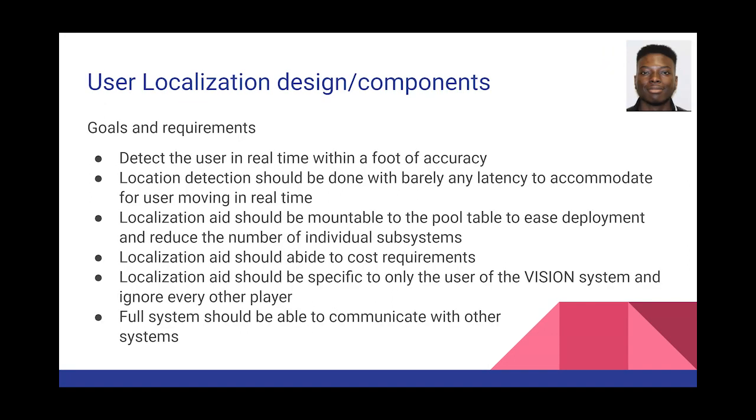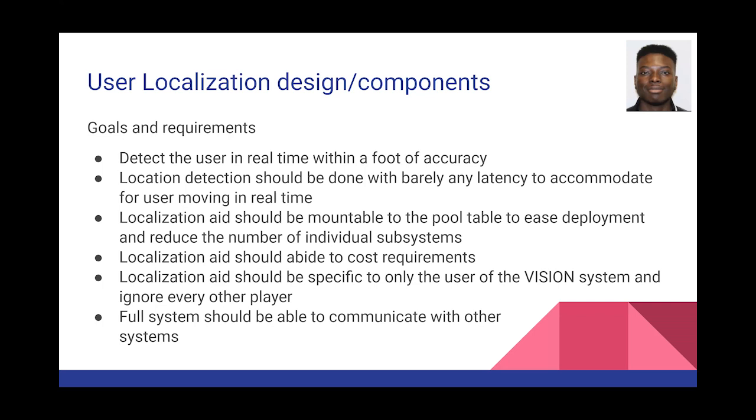I'm going to go into the user localization components for this subsystem. Just to reiterate, the reason why we need this localization subsystem is to make sure that at every single time during the game, we're able to localize where the user is, either to confirm that he's made it to the right location for the shot, and just to give him more feedback along the way. So this location system should work with barely any latency to confirm that everything is working in real time. It should be mountable on the pool table for ease of deployment. It should abide by our cost requirements. So basically the system should not be incredibly expensive, no matter how much more accurate paying a higher price would be.